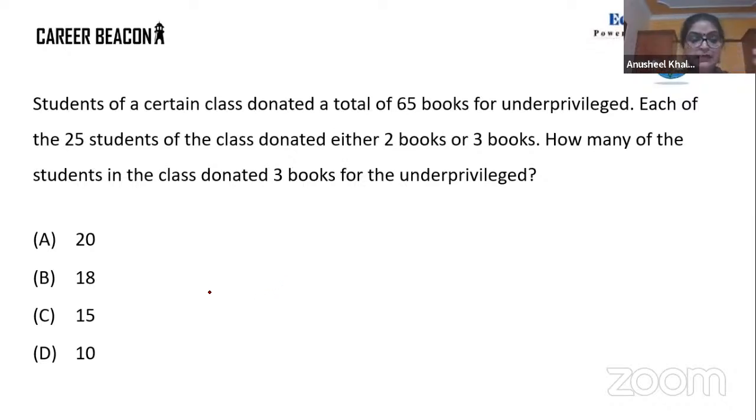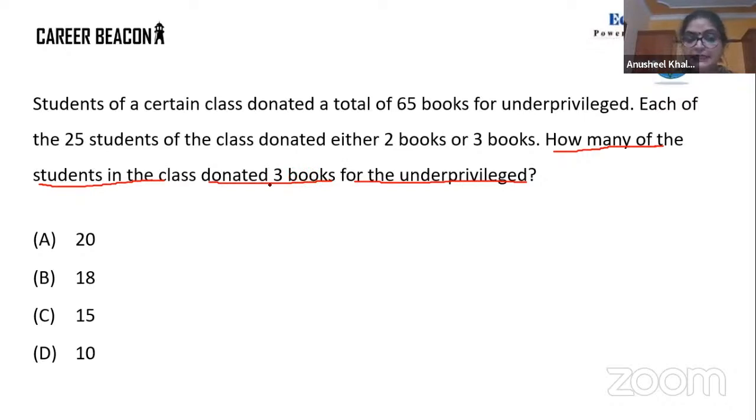Okay, now here, what you can see in the answer choices is that we have numbers, and that too integers, right? When you have numbers in the answer choices, that clearly indicates the question is asking for some quantity as the answer. So if we read the last part of the question, which is the final question, how many of the students in the class donated 3 books for the underprivileged? So what do these answer choices indicate? The answer choices are giving me one of the answers for whatever the question is asking, right?